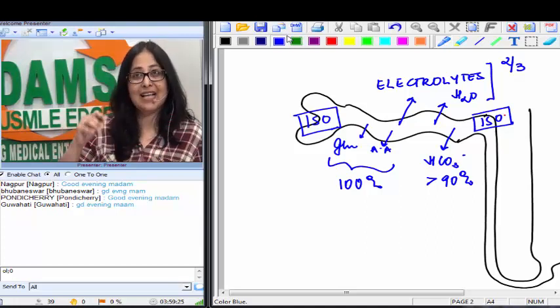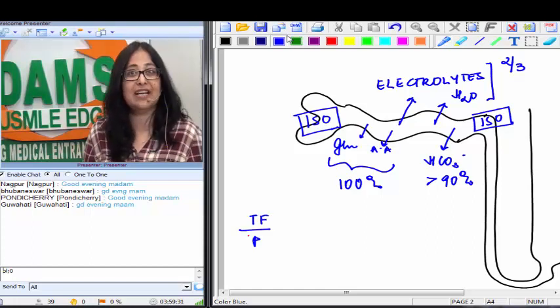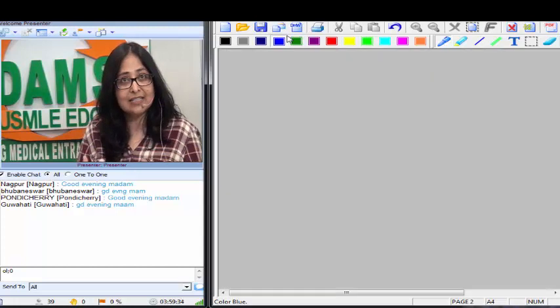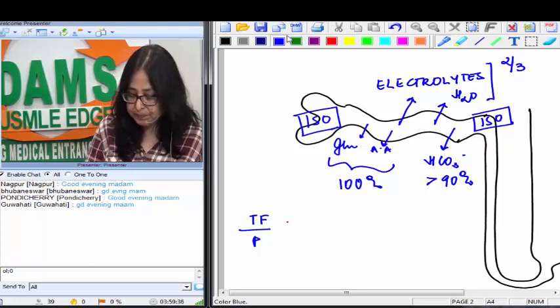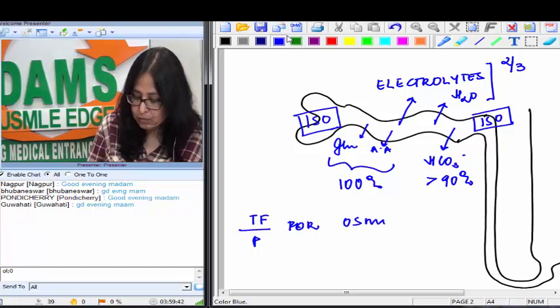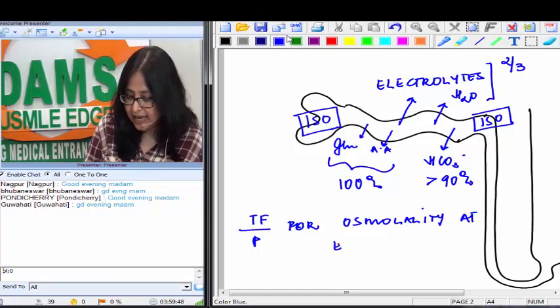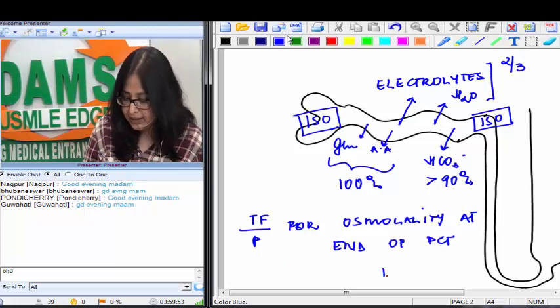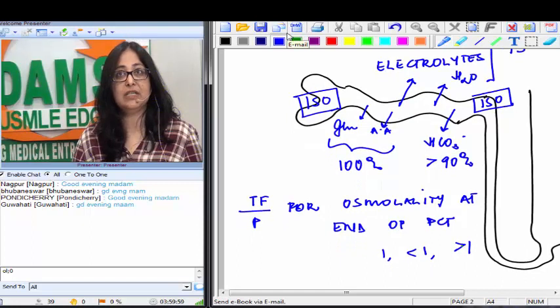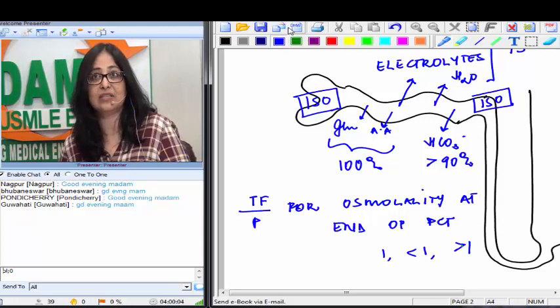Now, to discuss the TF by P ratio, TF stands for tubular fluid, so the tubular fluid by plasma ratio. Let me take the first point, let's say for osmolality. TF by P ratio for osmolality at the end of PCT. Is it 1? Is it less than 1? Or is it more than 1?